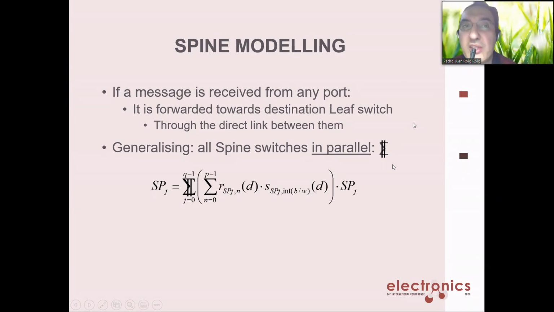And talking about spine modeling, if a message is received from any port, it is forwarded towards the destination leaf switch through the direct link between them, as we have a full mesh topology. Generalizing, meaning putting all spine switches in a concurrent manner, here we have for all spine switches going from 0 to Q minus 1, all received messages are forwarded all the way to the destination leaf switch.